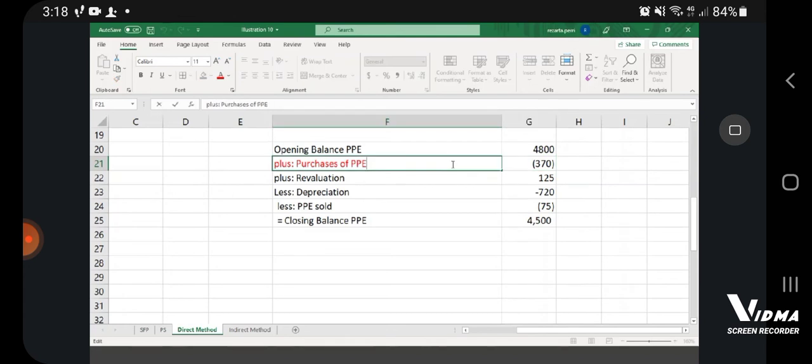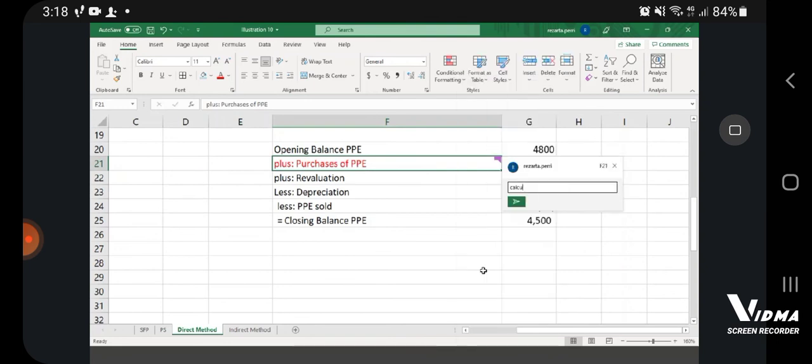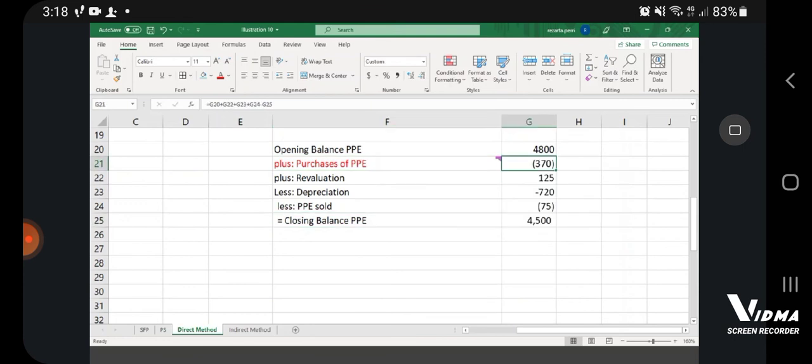Purchases of PPE, I will add that as a comment in this cell so you can have that as a reference later. Calculated as the difference between opening balance, closing balance, and other increases and decreases in property, plant, and equipment. Okay? It is calculated obviously as the missing part in this formula.